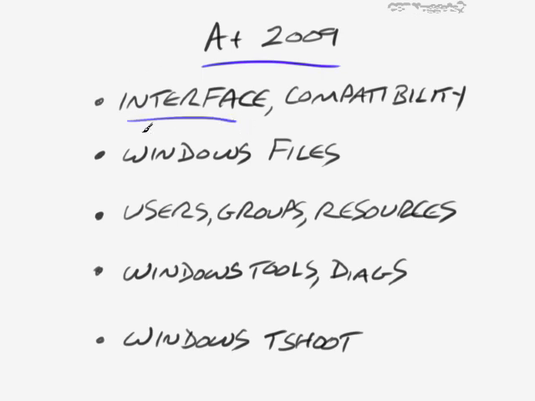There's several different editions of Windows that you'll need to be familiar with, as well as application compatibility. This is a big reason why some users and some corporations will not upgrade to a more current version of Windows, because it's not compatible with their applications.